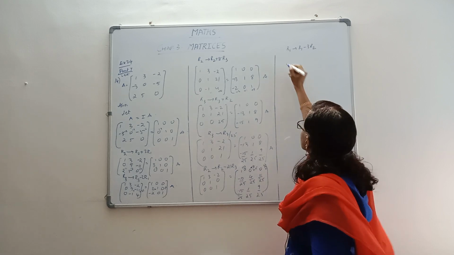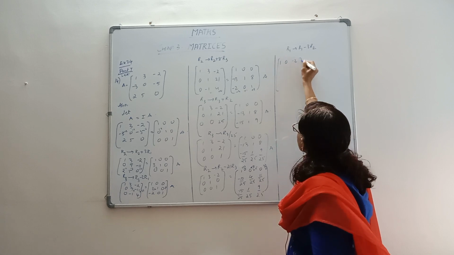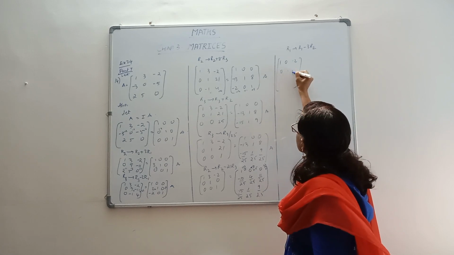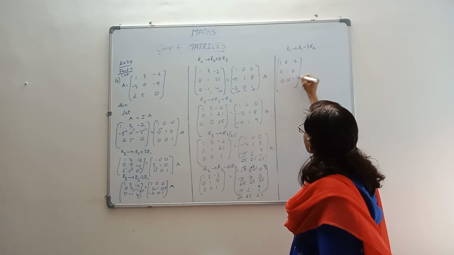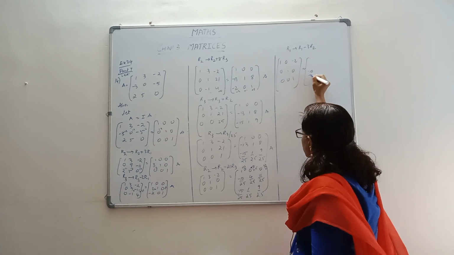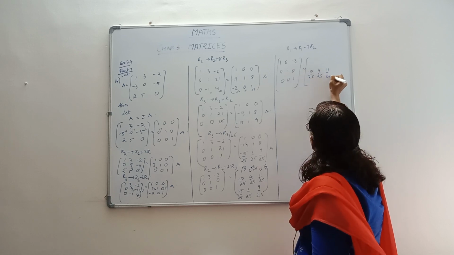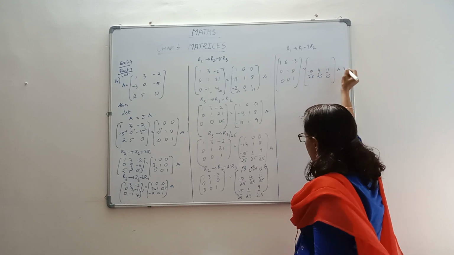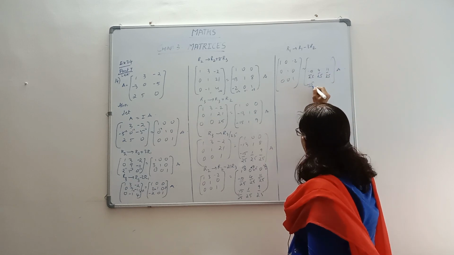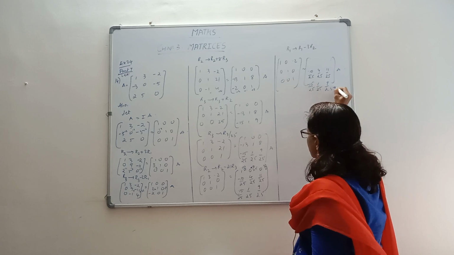Okay, so let's see what will come here. This is now 1, 0 and minus 2. 0, 1, 0 and 0, 0, 1. These entries are the same. Minus 10 by 25, 4 by 25, 11 by 25, minus 15 by 25, 1 by 25, 9 by 25.